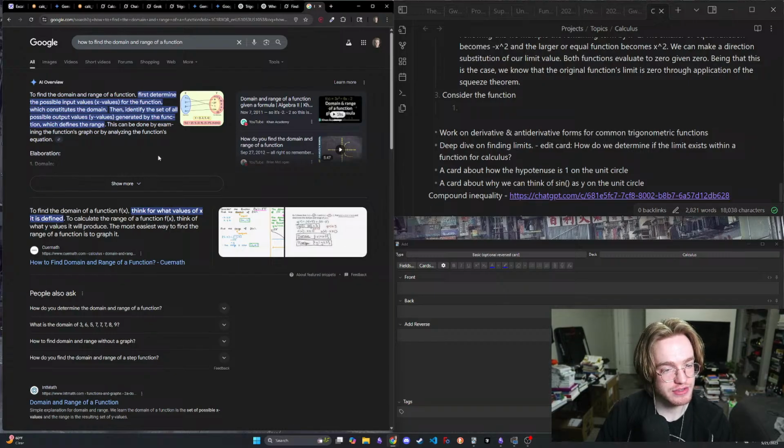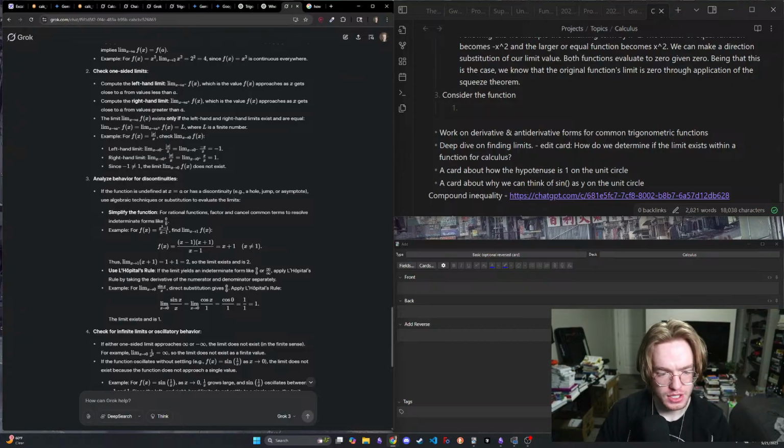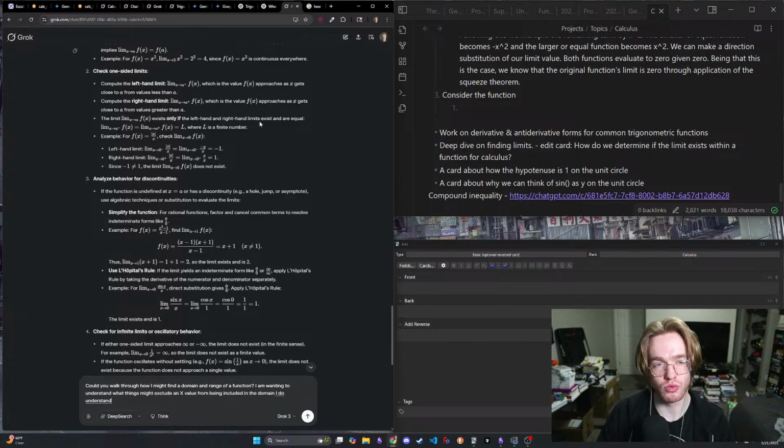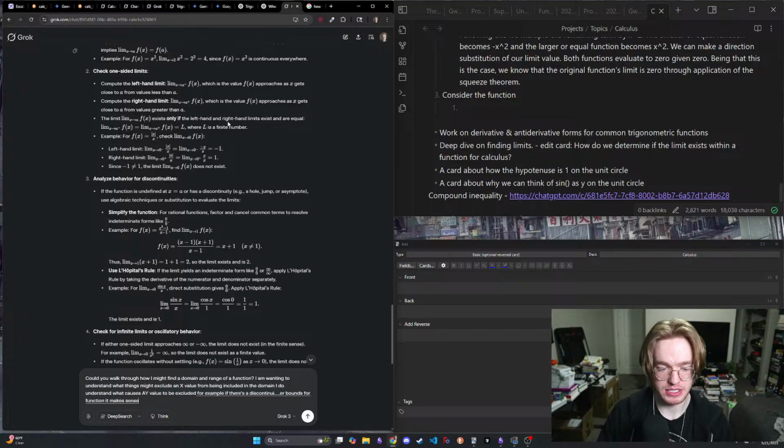To find the domain and range of the function, first determine the possible input values for the x function, which constitute the domain. Then identify the set of all possible output values generated by the function, which defines the range. Okay. Could you walk through how I might find a domain and range of a function? I want to understand what things might exclude an x value from being included in the domain. I do understand what causes a y value to be excluded. For example, if there's a discontinuity or if I have upper or lower bounds for a function, it makes sense that a particular y value is excluded, period.